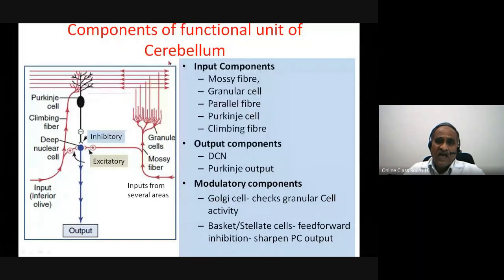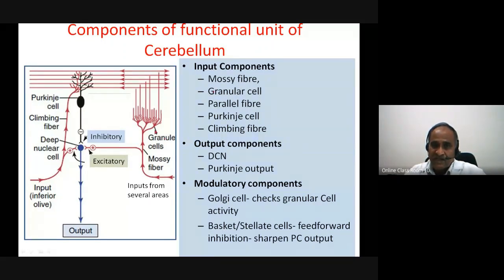So now we have the same functional unit I have brought in here. It has 3 components: the input components, the output components, and the modulatory components. What are the input components? The input components are the Mossy fibers. This is the Mossy fiber that is coming from several areas of the brain, brainstem, and the spinal cord. So this is a Mossy fiber.